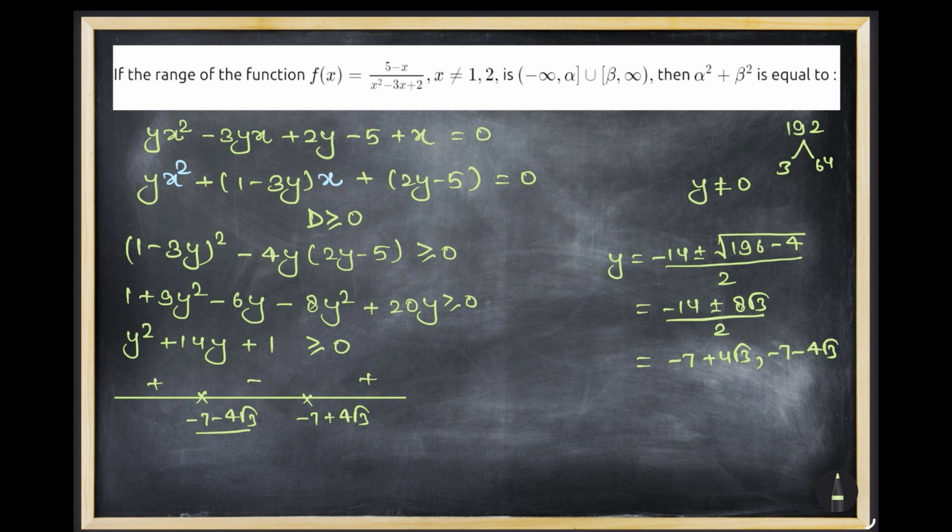This thing you can consider as alpha, this thing as beta. So y minus alpha into y minus beta. We are interested in greater than or equal to 0. So y belongs to minus infinity to minus 7 minus 4 root 3, union minus 7 plus 4 root 3 to infinity.